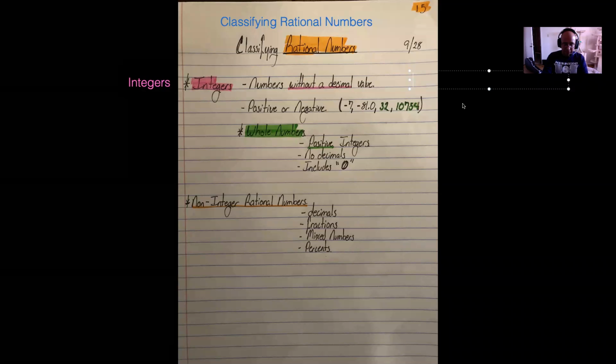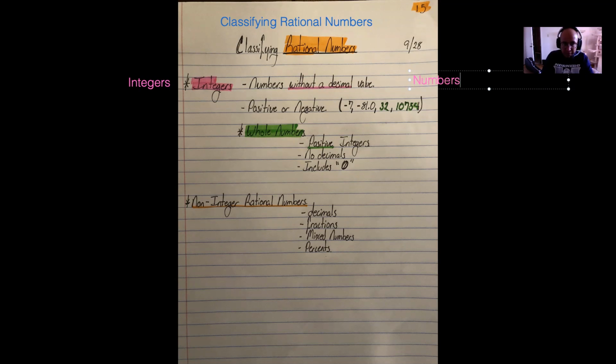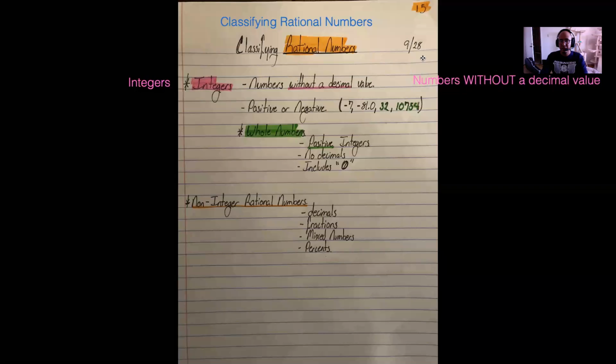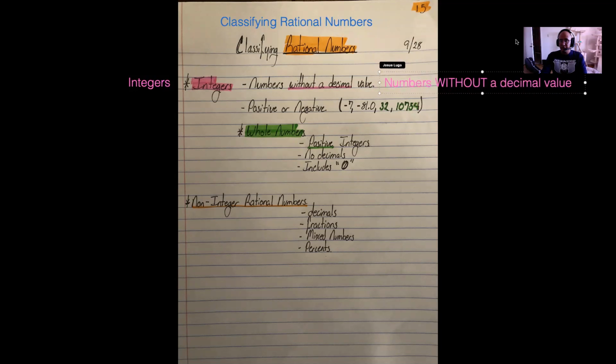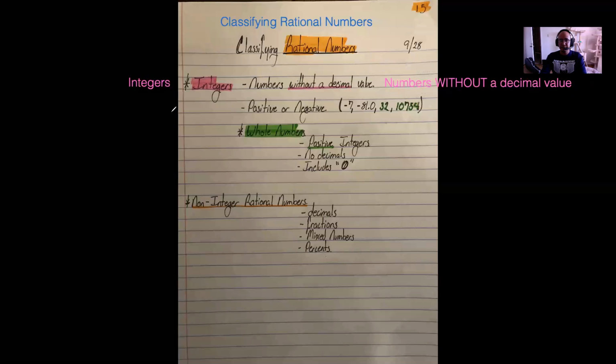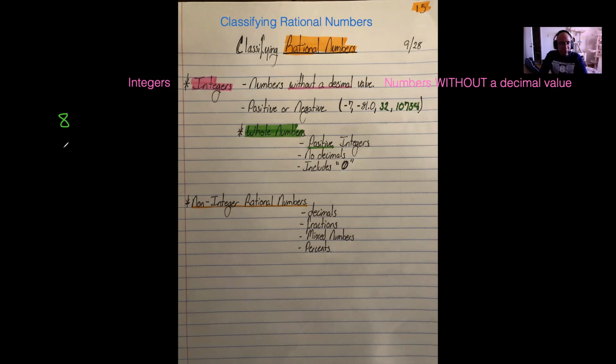Now, an integer is simply, or integers are numbers without a decimal value. For example, consider the number 8. Now, remember what we've talked about before. Numbers have decimals. 8 is the same thing as 8.0, except that this is redundant, meaning we don't need it because that has no value. That's why we typically write it just as 8.